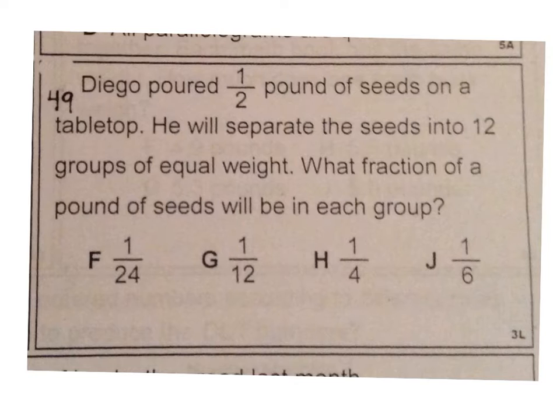Number 49. Diego poured 1/2 pound of seeds on a tabletop. He will separate the seeds into 12 groups of equal weight. What fraction of a pound of seeds will be in each group? Hint, hint, this is keep, change, flip.